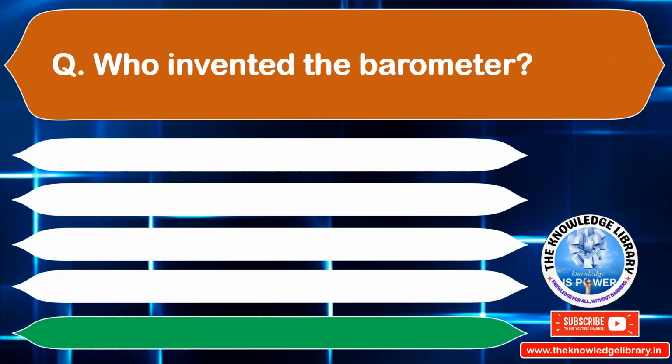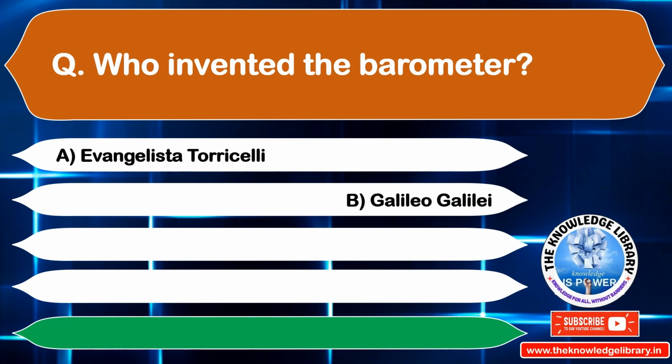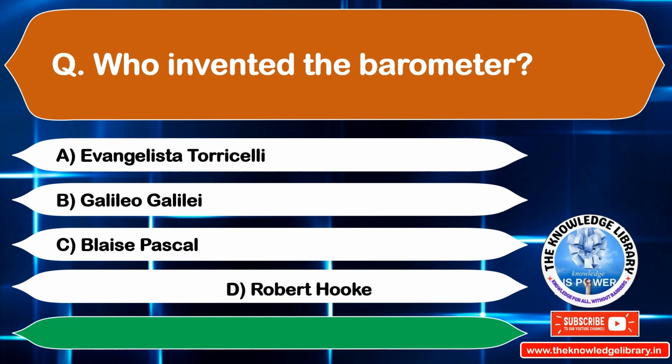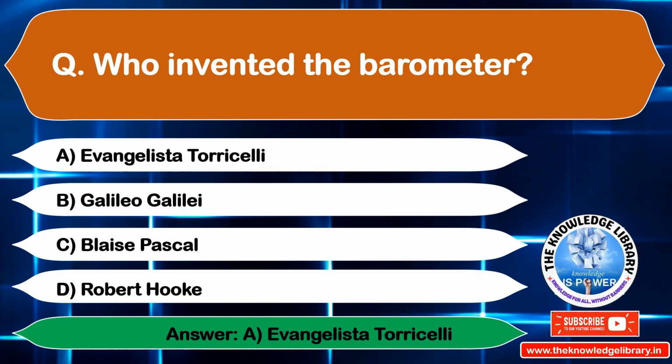Who invented the barometer? Option A, Evangelista Torricelli. Option B, Galileo Galilei. Option C, Blaise Pascal. Option D, Robert Hooke. The correct answer is option A, Evangelista Torricelli. Move to the next question.